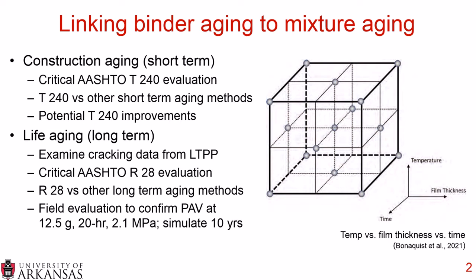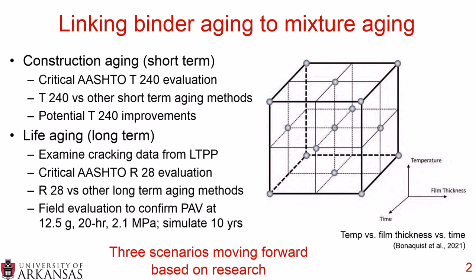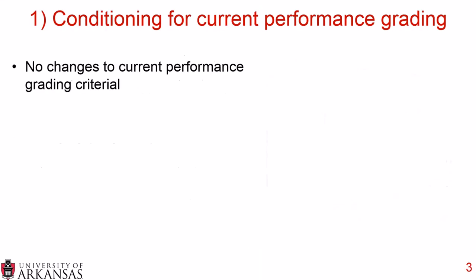And they found that there was a relationship between the temperature of aging, the film thickness of aging, and time of the aging. So there's a lot of discussion revolving around temperature, film thickness, and time when they're trying to link the binder aging to mixture aging. From this research, they found 3 scenarios moving forward. The first scenario is conditioning for current performance grading, so not changing the current PG grading system.